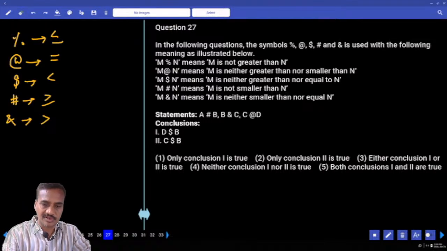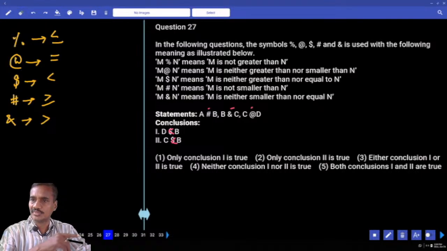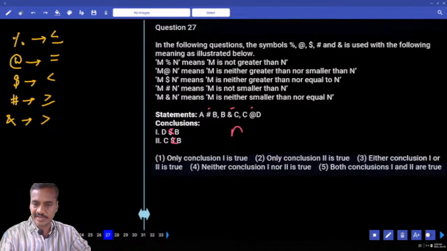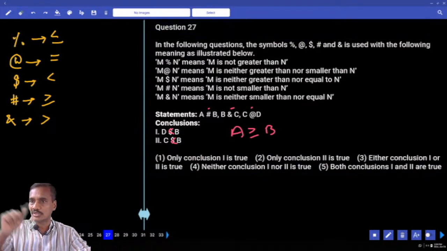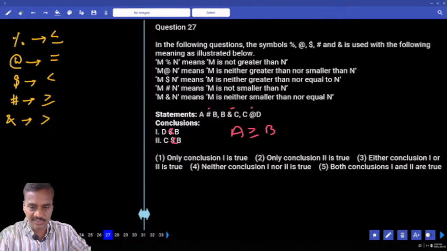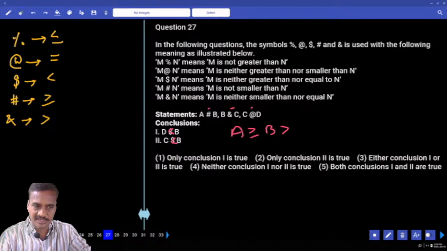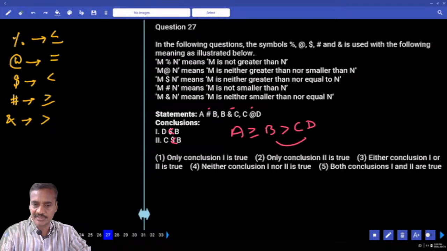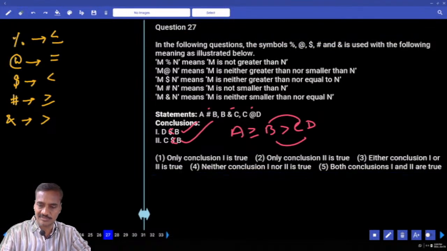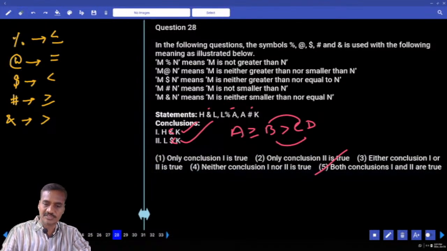Coming to the first one, dollar stands for less than. If only two letters are there, directly combine them under one statement. A hash B means A greater than or equals to B. If there are more than two letters, you need to check for the common letter and move like that. A has B, B greater than C, and C equals to D. Now between D and B, B greater than D, D lesser than B. And C and B, B greater than C, C lesser than B. Hence both 1 and 2, choice 3 for question 27.